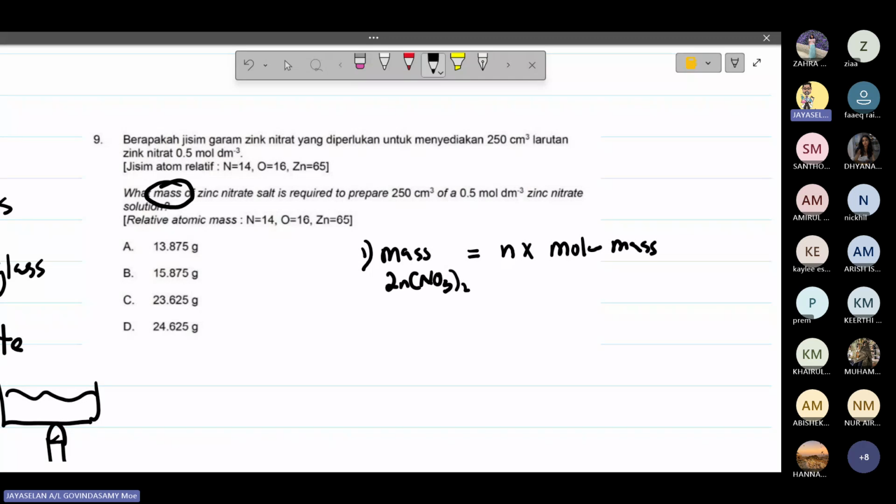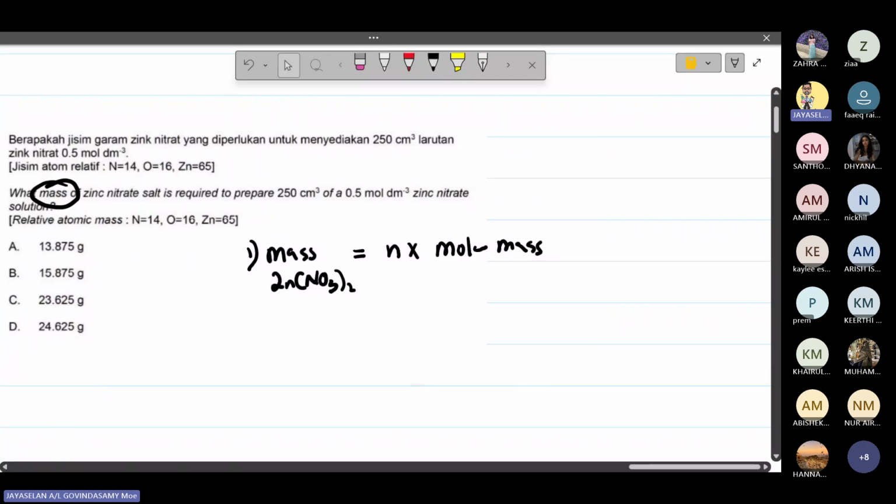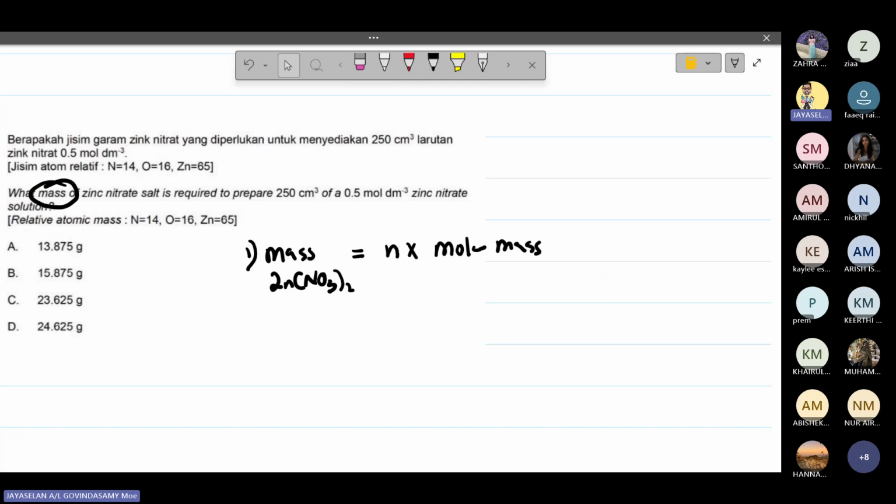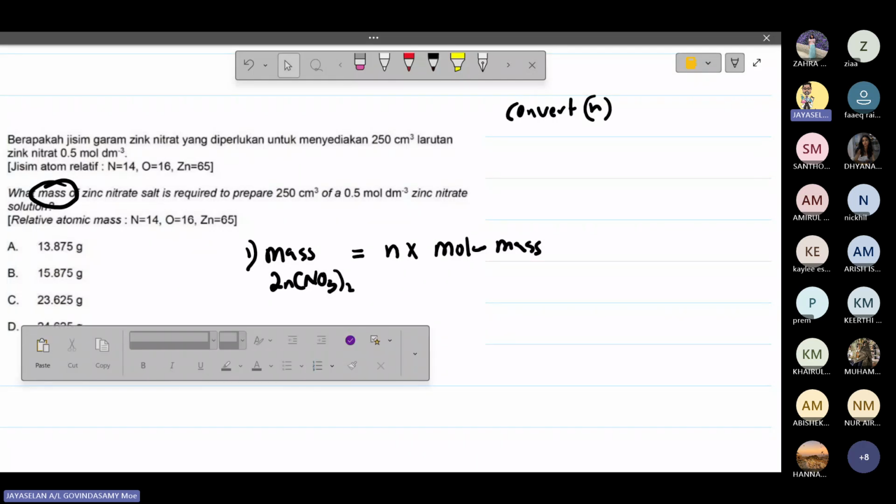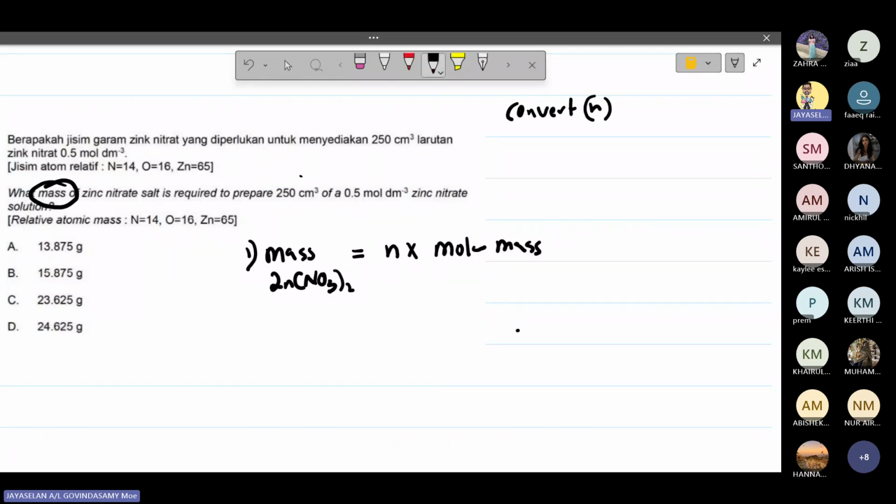Ini kamu kena guna last kali. Okay, then after you already put this, apa you buat? Angka yang diberi dalam soalan. Okay, the angka yang diberi dalam soalan, you convert into number of moles. Apa angka diberi, sir? This is cm3, volume. Okay, this is mol dm-3, the concentration, or we call molarity. So molarity means what? Concentration.